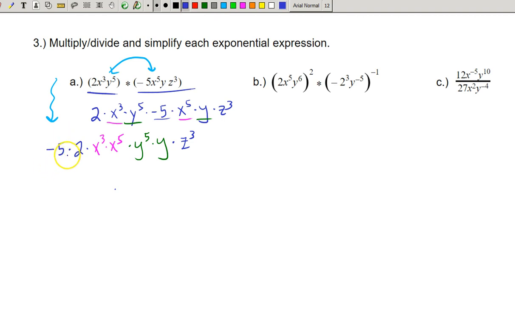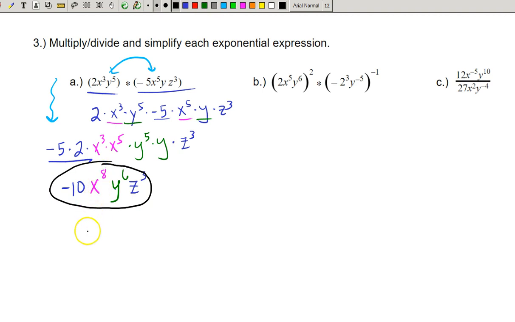So then we just go to each group and we say, okay, negative 5 times 2, well, those are just numbers. I can evaluate that. That's just negative 10. Then we're going to take the x's, and since we're multiplying, we're going to add the exponents. So that gives me 8. The y's, I'm also going to multiply and get 6. And then for the z's, there is nothing to combine with the z's, so that stays as z cubed. So that's for the first one. We can't go any further than that because we don't know what x, y, or z are.